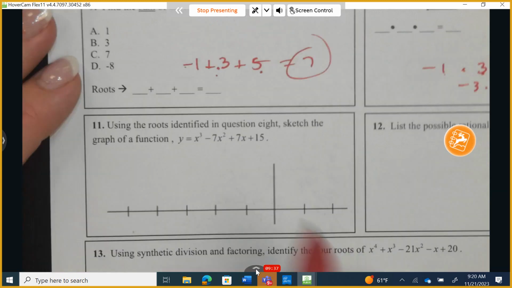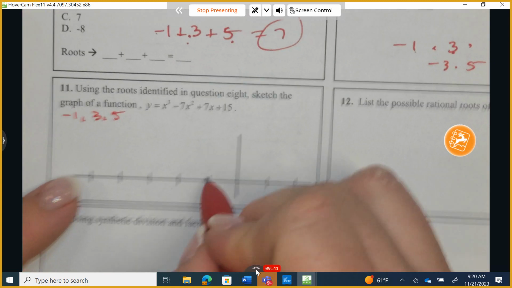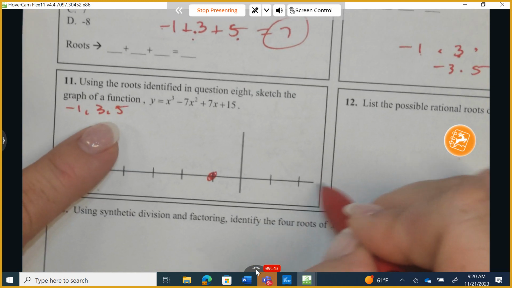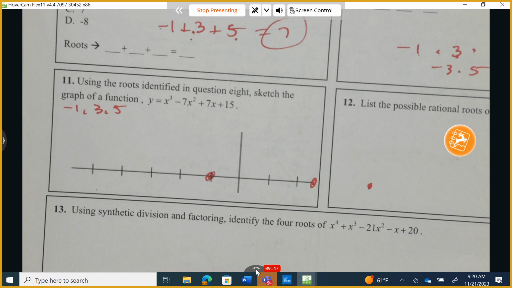Okay, I'm going to graph. Remember, my roots were -1, 3, and 5. -1 is listed only one time. 3 is listed just one time. 5 is listed just one time. What you have to know is this. If I flip back to the side, it tells me this.